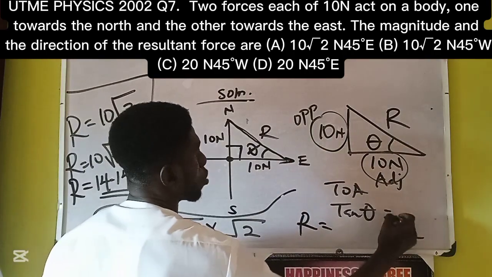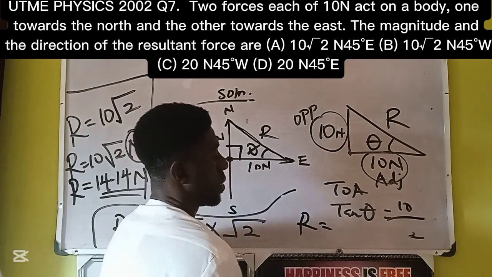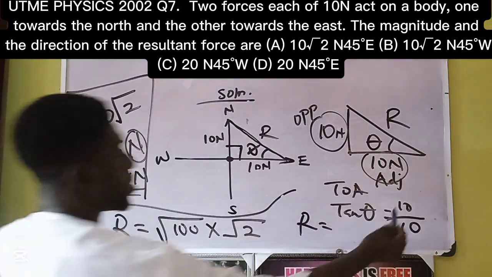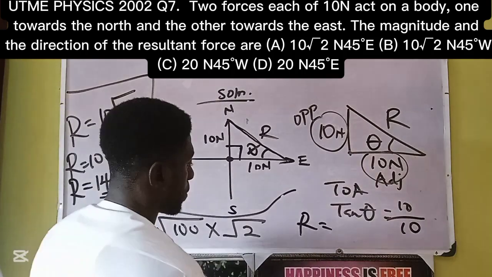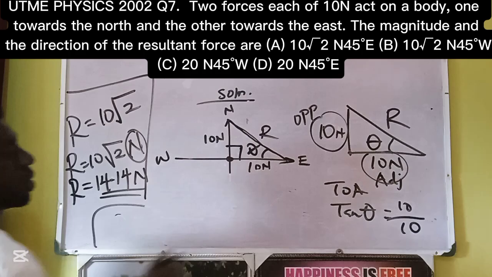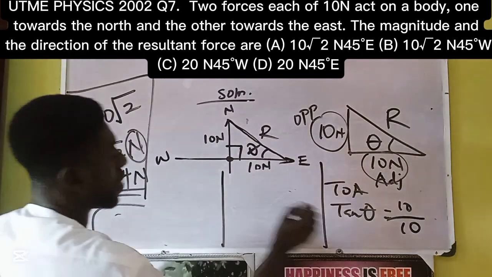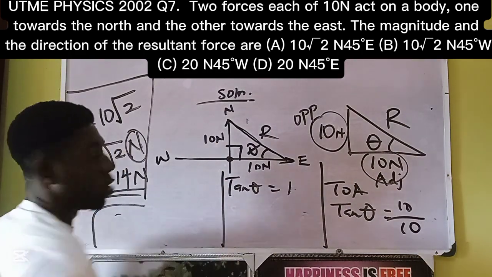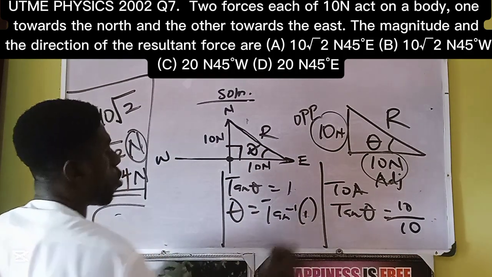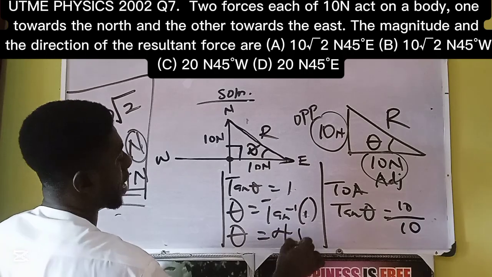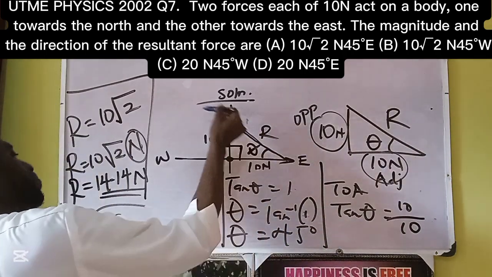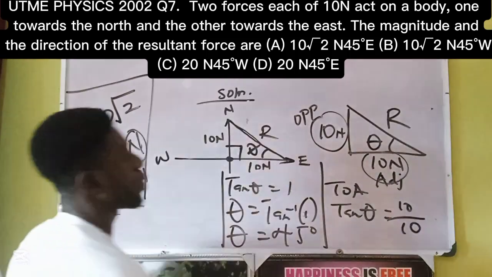Tan theta is equal to opposite, which is 10, over adjacent, which is also 10. Opposite over adjacent. Then we'll push ahead. Then I'll be having tan theta is equal to 1. Then theta is equal to tan inverse of 1. Finally, our theta is 45 degrees. So this angle is going at the exact midpoint of 90 degrees.